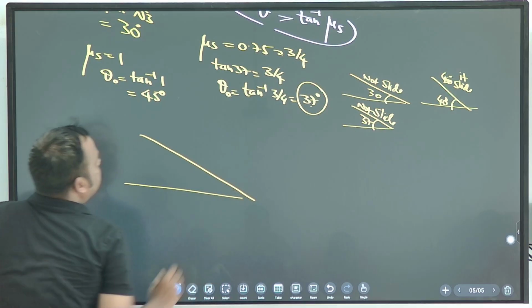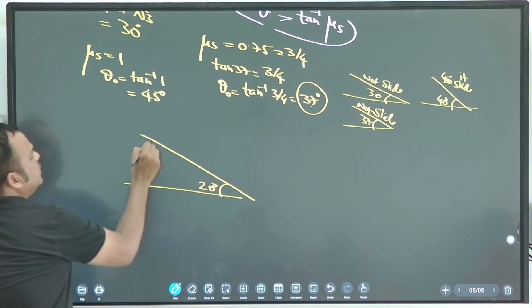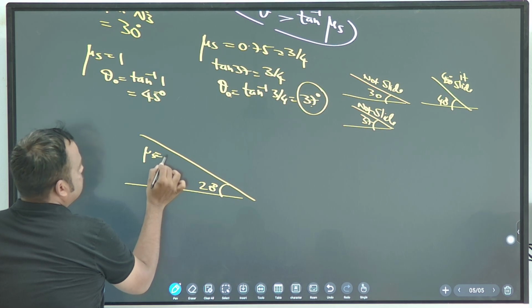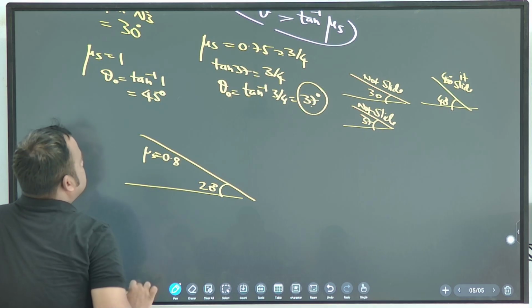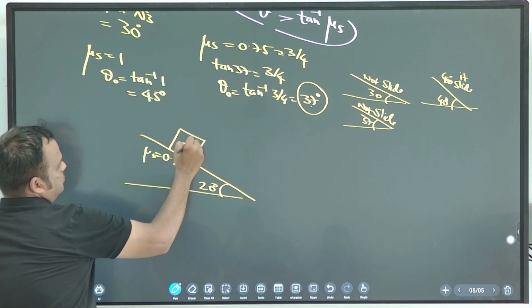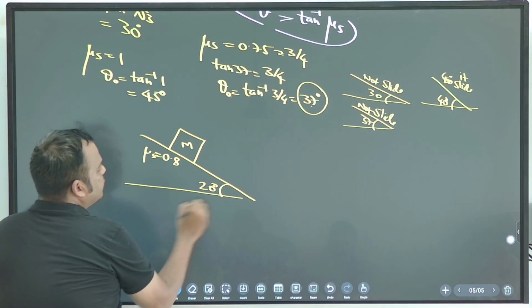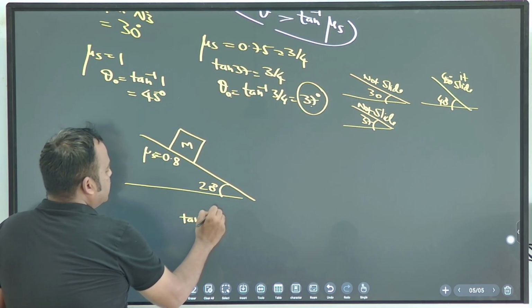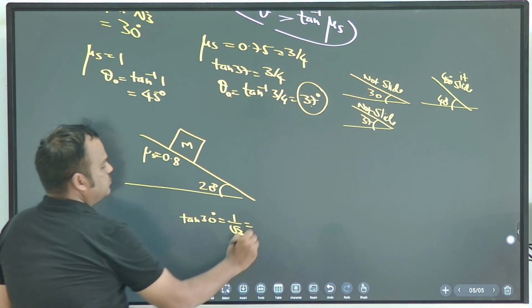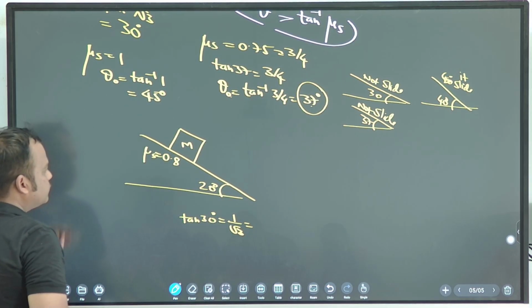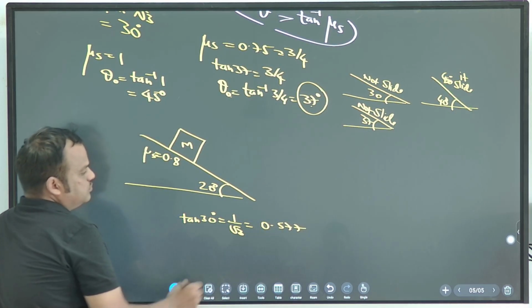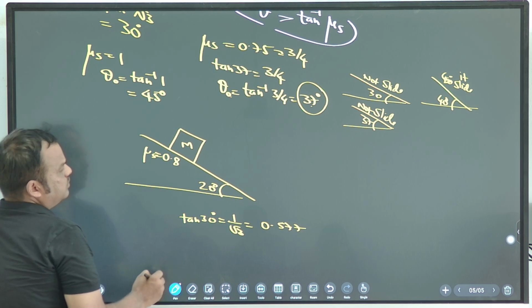You tell me the block will slide or not. Suppose this is 20 degrees. Mu s is given, 0.8. Tell me the block will slide or not. You can solve like this. What is tan 30 degrees? 1 by root 3. 1 by root 3 is how much? 0.577, correct?